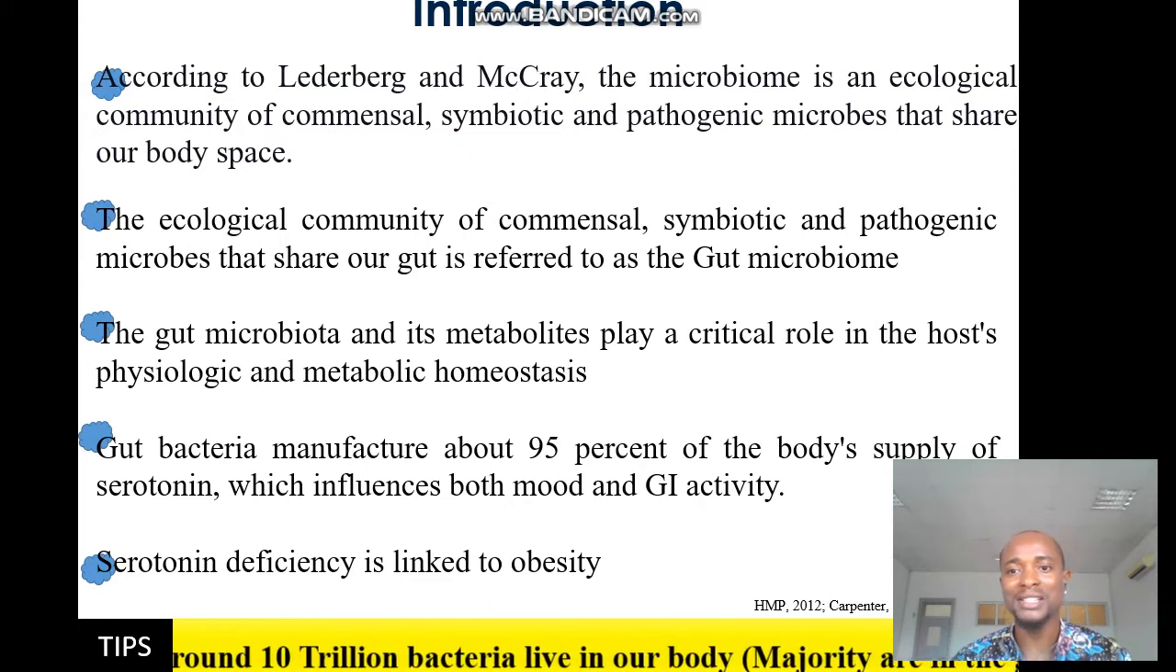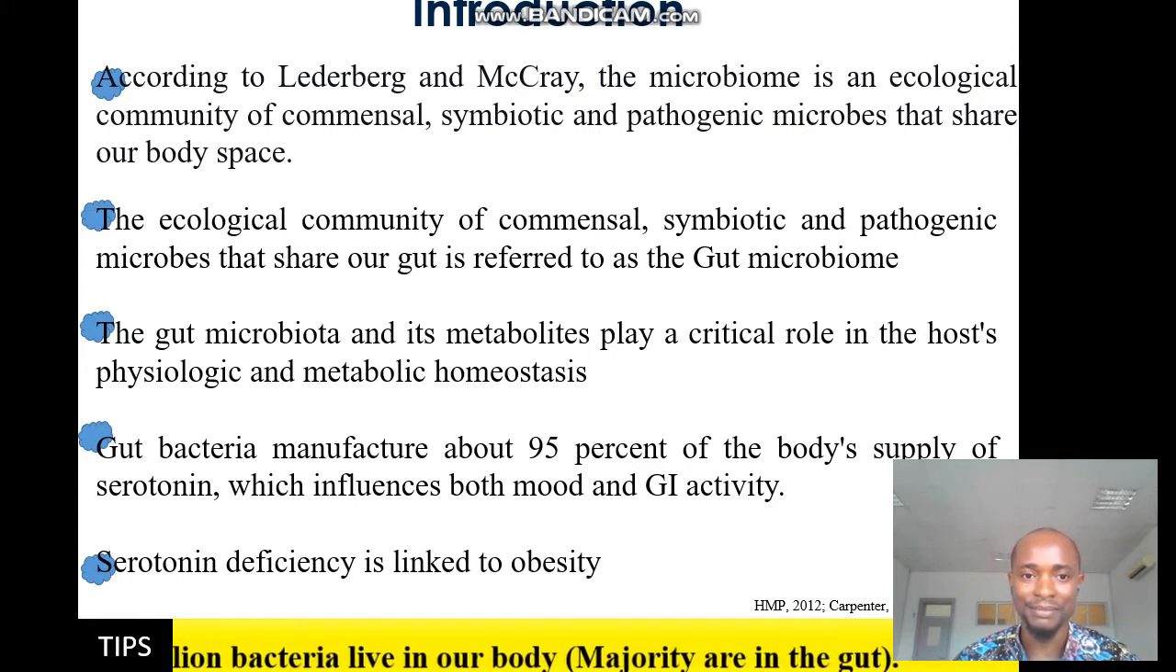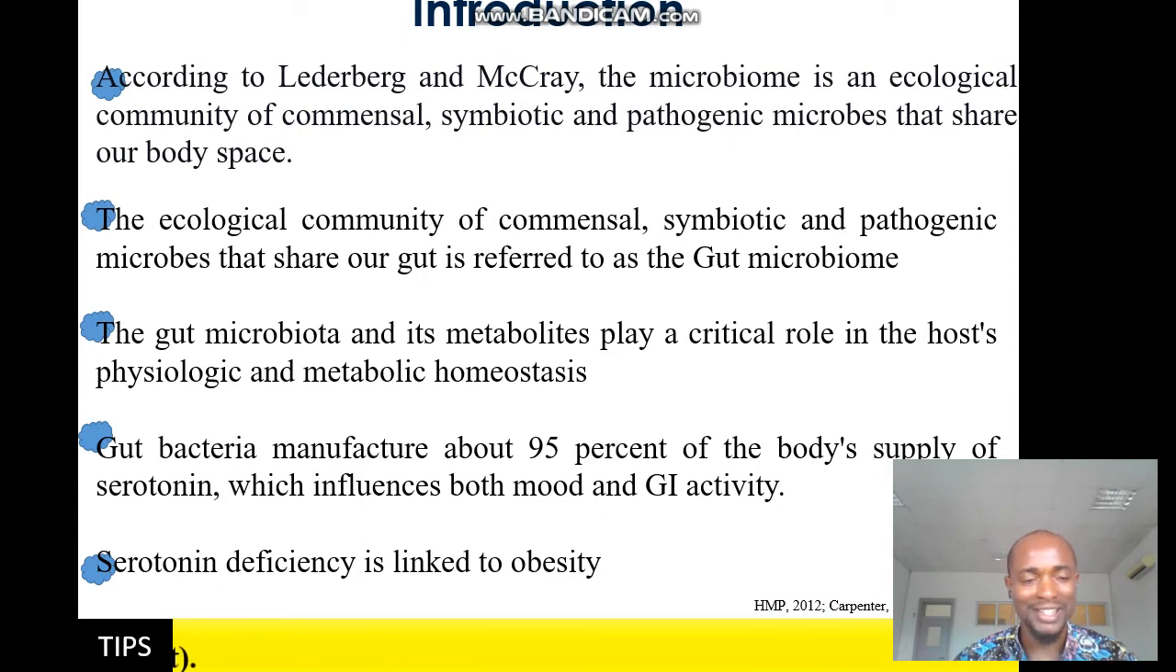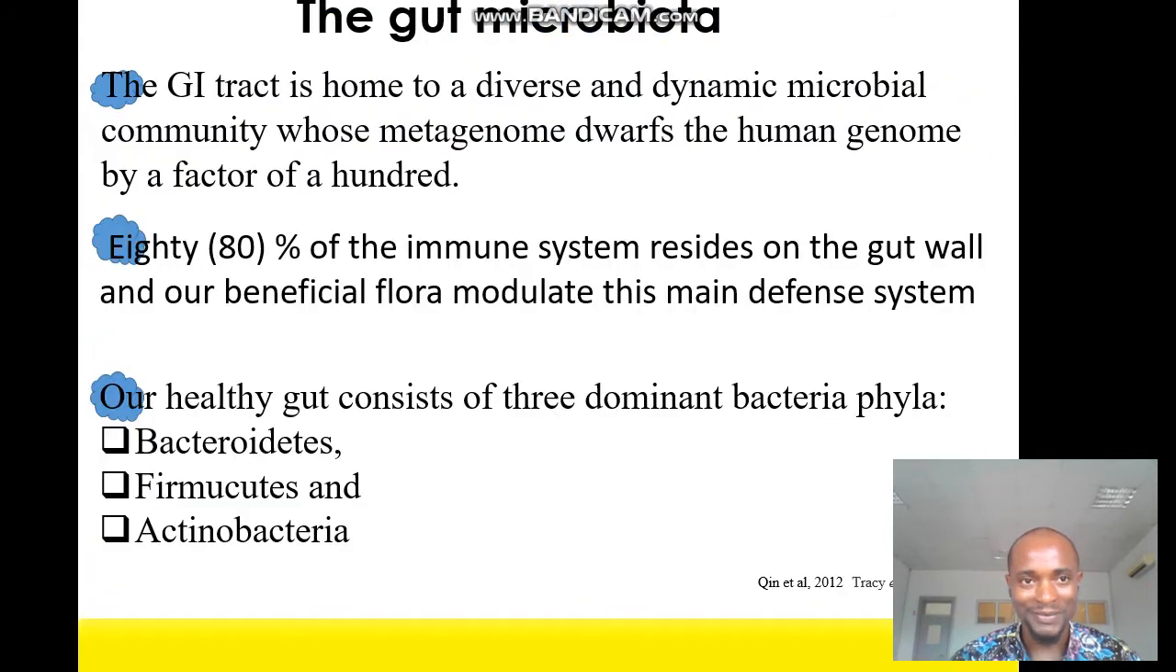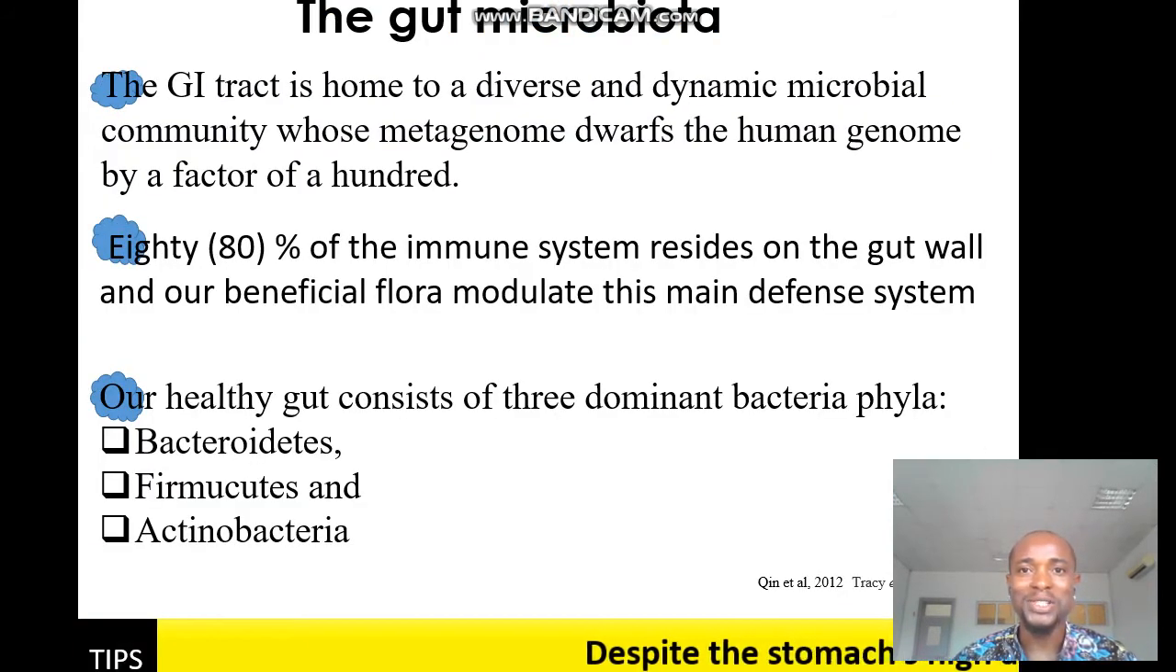Over 95% of our body supply of serotonin, which influences both mood and GI activity, is supplied by the gut microbiota. And it has been studied, it has been investigated, that serotonin deficiency is linked to obesity. Now we talk about the gut microbiota.